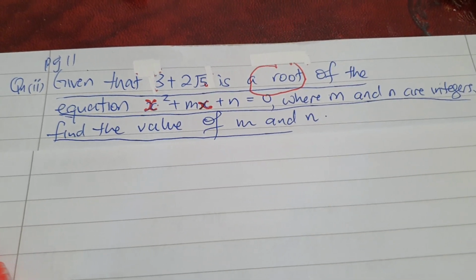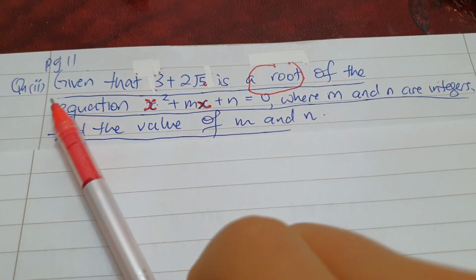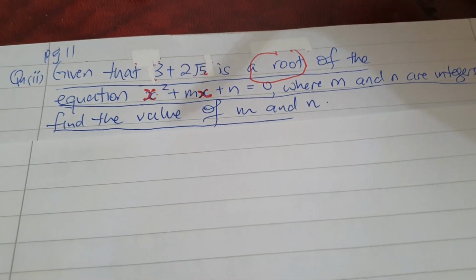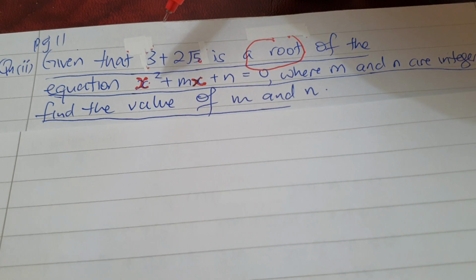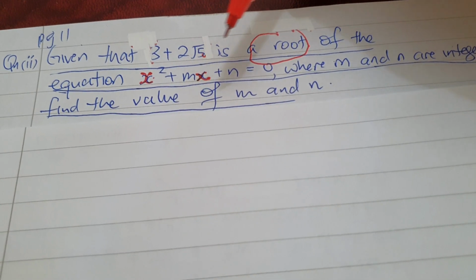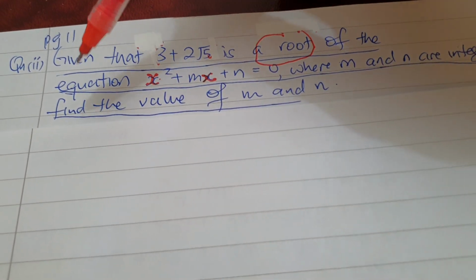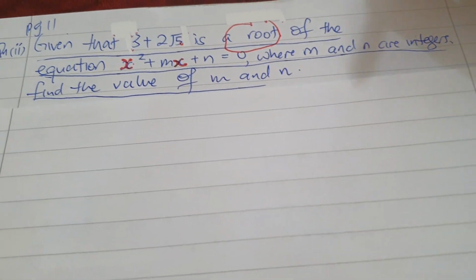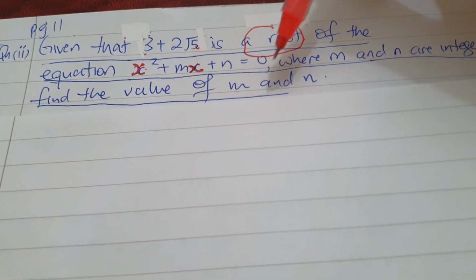This is taken from your revision paper, page 11, question part 2. I don't know what question it is, okay? You can go and check it out. Now, given that 3 plus 2 square root 5 is a root of this equation, where m and n are integers, find the value of m and n.